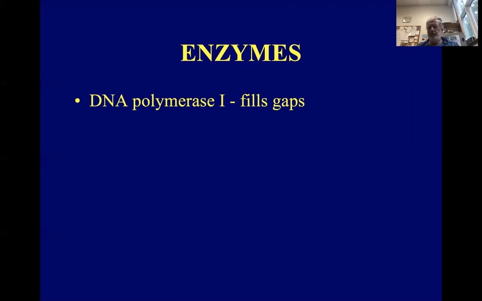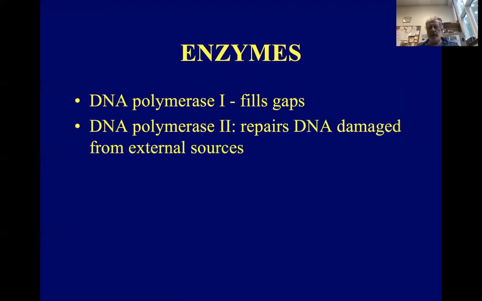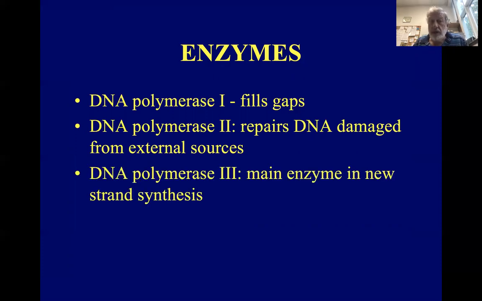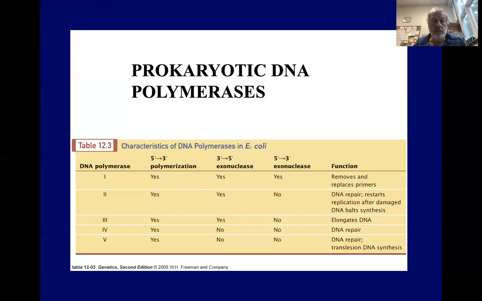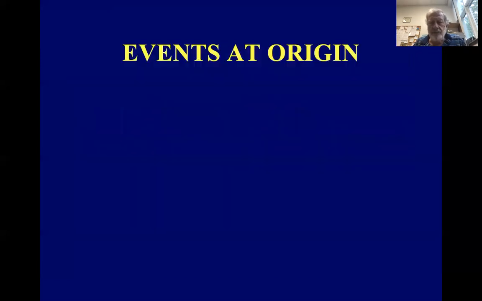DNA polymerase 1 fills the gaps in prokaryotic DNA replication. DNA polymerase 2 is responsible for repairing damaged DNA from external sources. DNA polymerase 3 is our main enzyme for making the new strand, so that's going to be the one we talk about the most here. Primase makes primers, which are RNA nucleotides. The helicase is involved in unwinding the DNA. We really won't talk much about DNA polymerase 2 here. And this just lists the prokaryotic DNA polymerases and what they do.